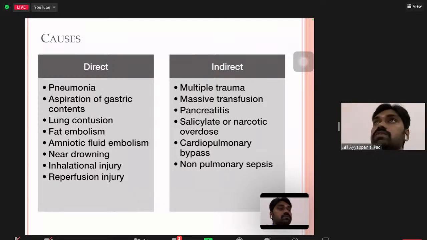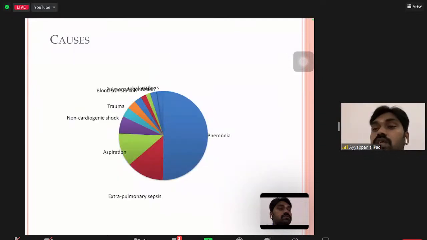So direct causes lead to ARDS by injury to the epithelium, whereas injury to the endothelium, the capillary endothelium which is lining the alveolar epithelium, causes the indirect causes which lead to ARDS. There's a pie chart showing the various causes. As you can see, the most common direct cause of ARDS is pneumonia followed by aspiration, whereas the most common indirect cause of ARDS is extrapulmonary sepsis followed by trauma and massive transfusion.